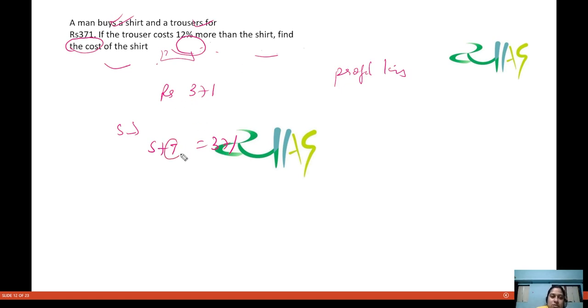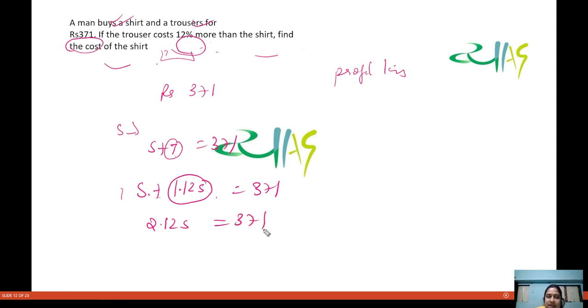So this trouser is costing 12% more than the shirt, so that means this trouser is 1.12 times S, and this is S, and the total is 371. So 1 plus 1.12 times S is 2.12 times S, so this is 371. Now, definitely you can calculate the cost of the shirt from here. This S is equal to 371 divided by 212 into 100.